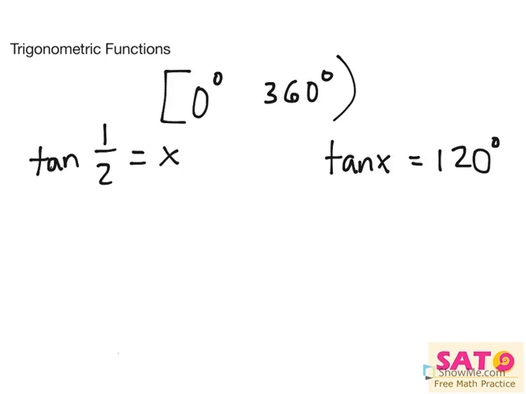So here's our final example. Tan of 1/2 equals x. We draw any positive triangle, so let's do quadrant 1.